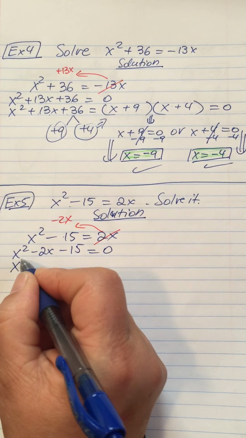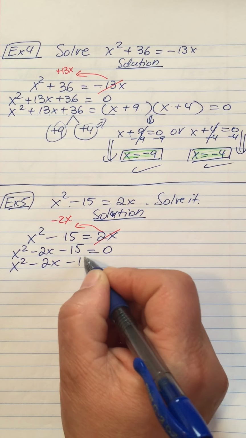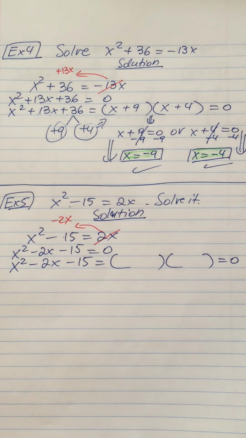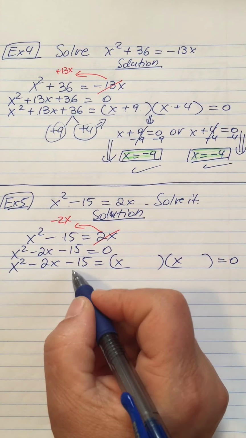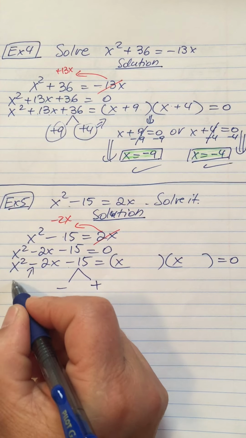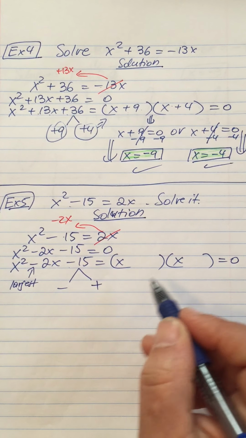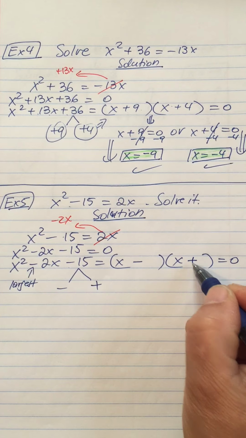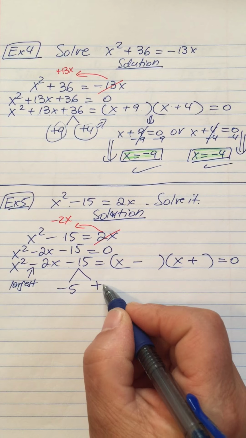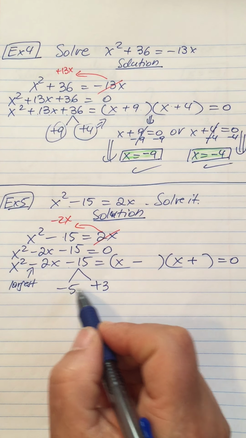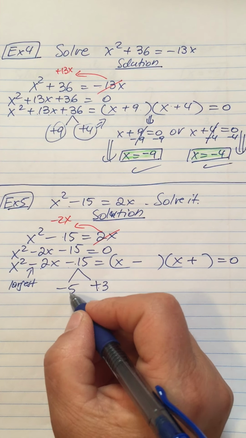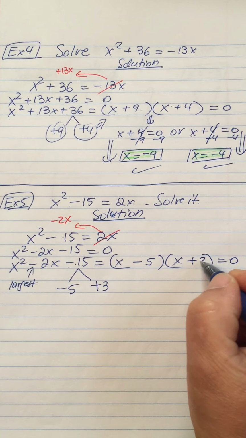Let me rewrite this again. x squared minus 2x minus 15. I want to factor it and set it equal to 0. So the first are x and x, and now the numbers have a negative product, different signs. The largest will be negative. So negative, positive, and now what are the factors of 15 that will give me 2? They are 5 and 3. So negative 5 times 3 is negative 15, negative 5 and positive 3 is negative 2. So negative 5 will go here and positive 3 here.